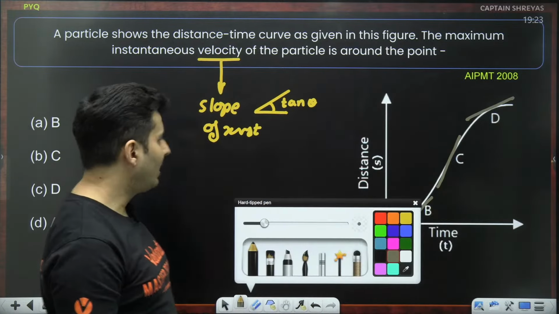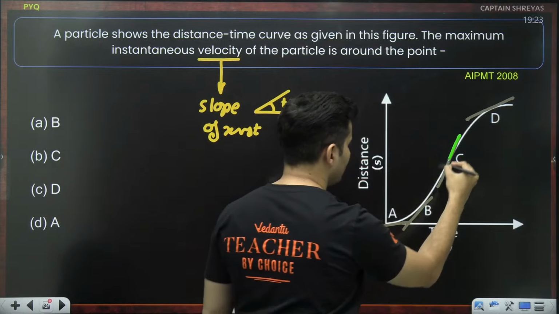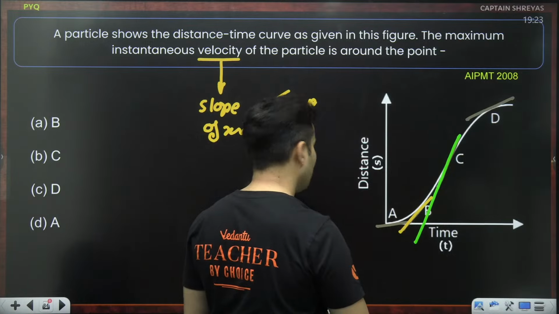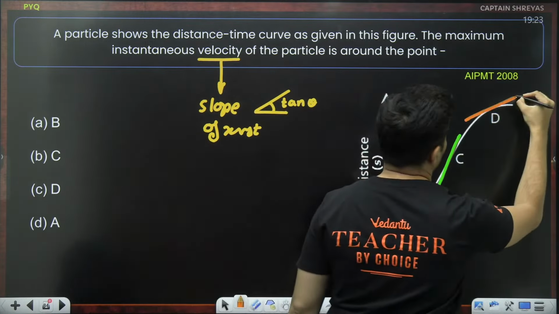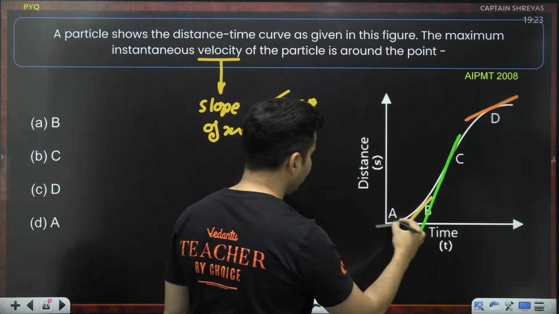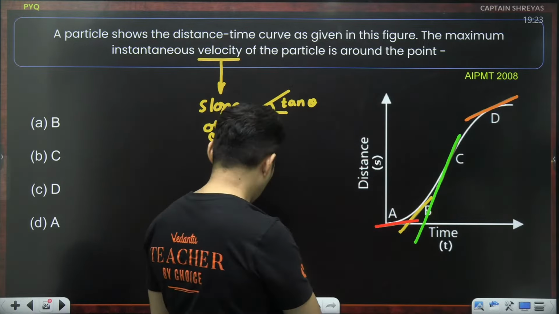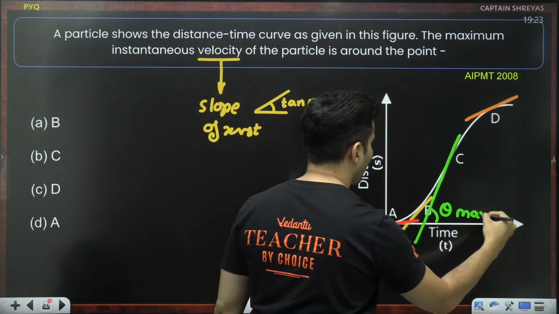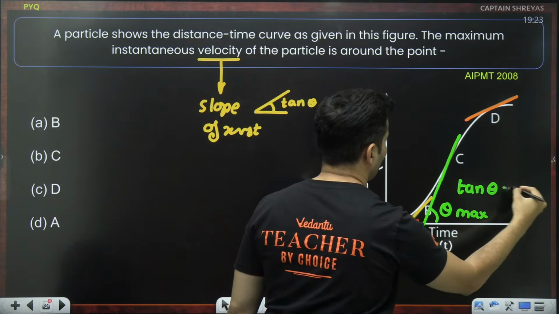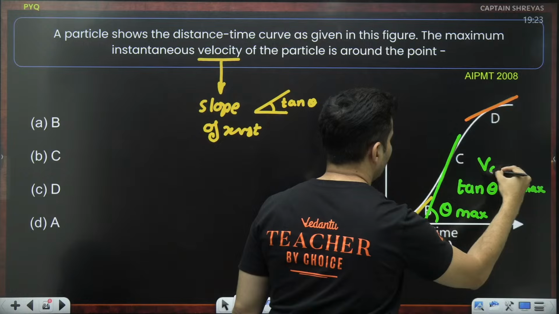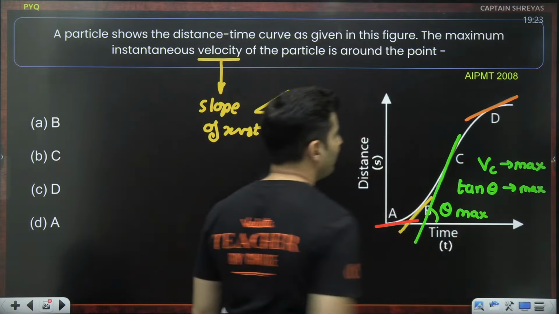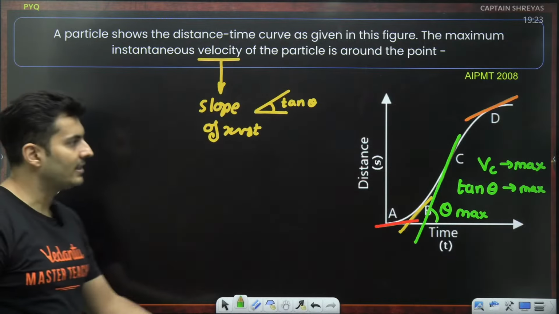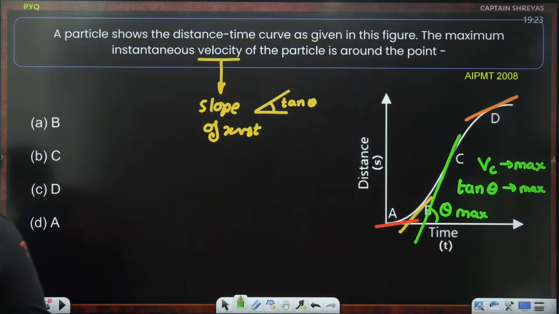So where is the angle maximum? I feel this is the maximum possible. Rest all are okay. I mean, this is decent. This is still okay. And the worst one is A. So A has the least. So I think the maximum angle is for point C. So theta is maximum, so tan theta is also going to be maximum. So velocity at point C is also going to be maximum. So it should be point C. That means option B is the correct answer.